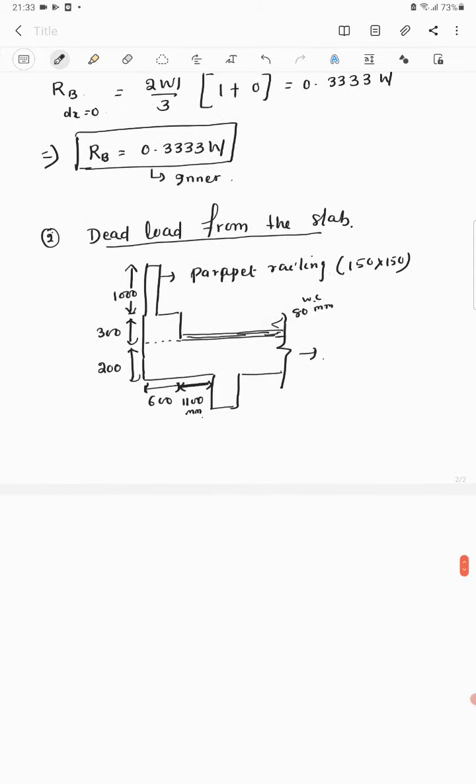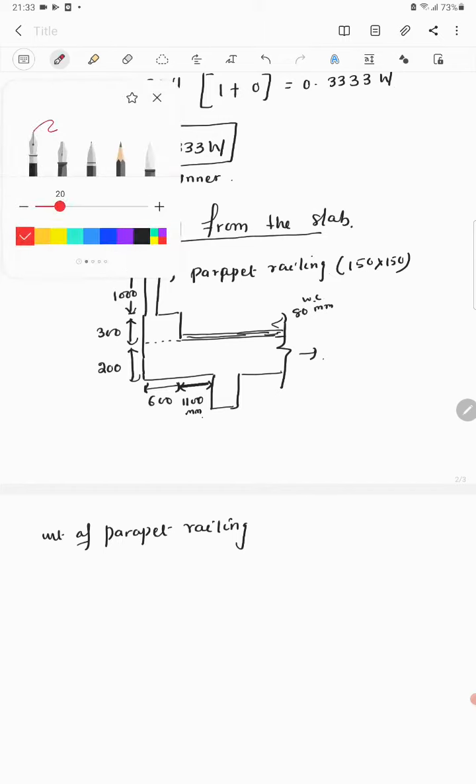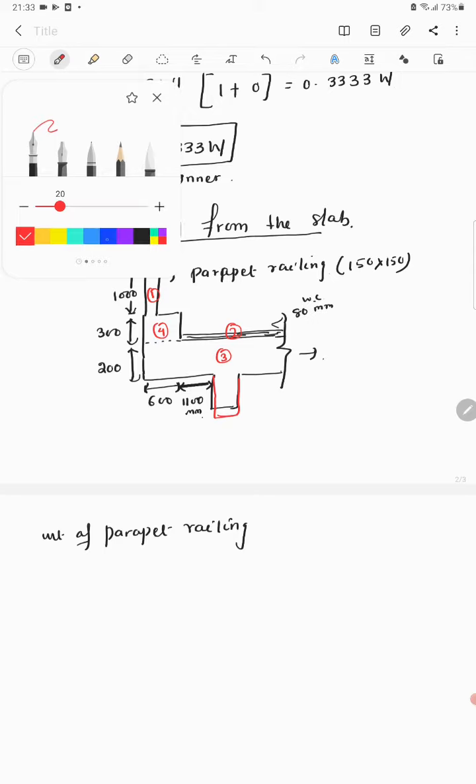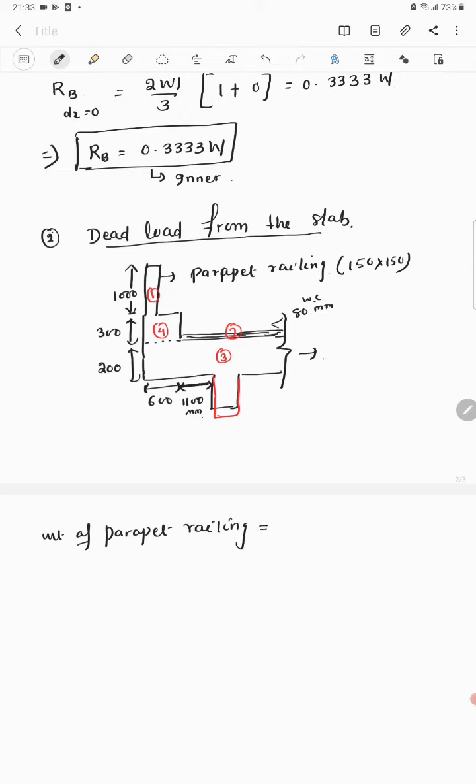So let's see what are the loads. First, weight of parapet railing, so this is number one. Then weight of the wearing coat number two, weight of the deck slab number three, weight of the curb number four. All these four components, all these loads, this longitudinal girder has to carry. So one by one we have to calculate. For railing, you have to assume this, let's take 0.7 kN per meter run.